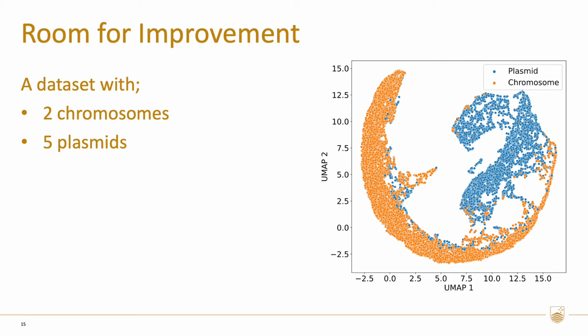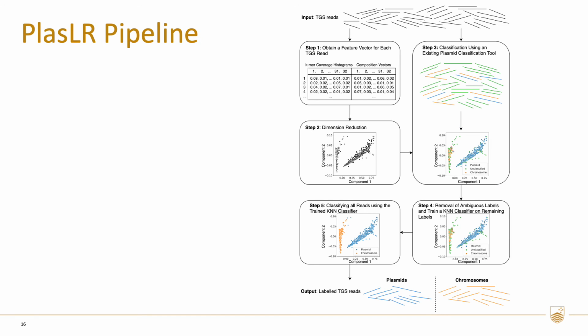For a dataset with several plasmids and chromosomes, a 2D UMAP embedding would look like this. Even in such a complex dataset, we can still see clear neighborhoods of plasmids and chromosomes. Let's see how we use this ideology in our PlasLR pipeline to improve plasmid predictions. This is the overall pipeline of our tool. In the coming slides, I will explain each step in detail.